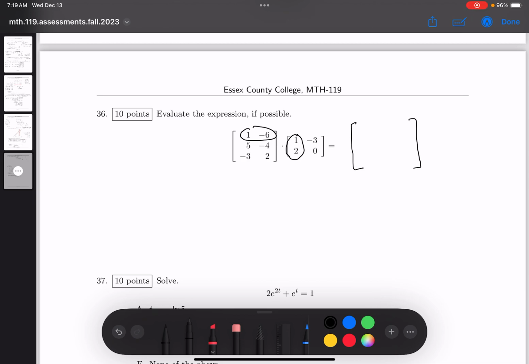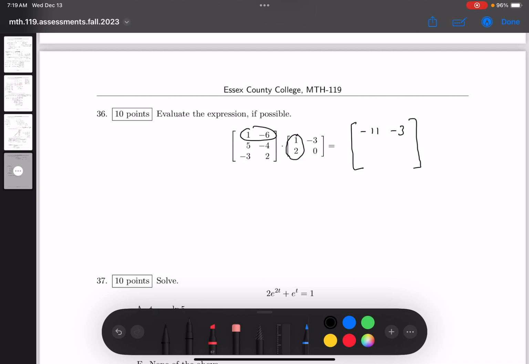What are you going to get? 1 minus 12, which is minus 11. That's my first entry, by the way, row 1, column 1. Now, the next one's going to be 1 times minus 3, which is minus 3, minus 6 times 0 is 0. So I just get a minus 3. All right, what's the next one going to be?